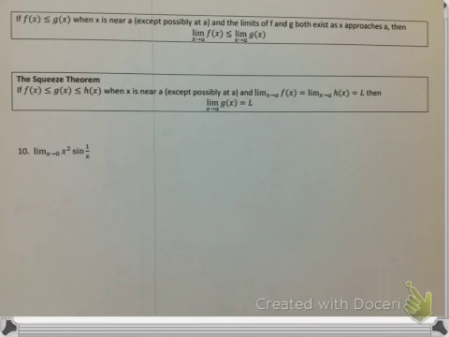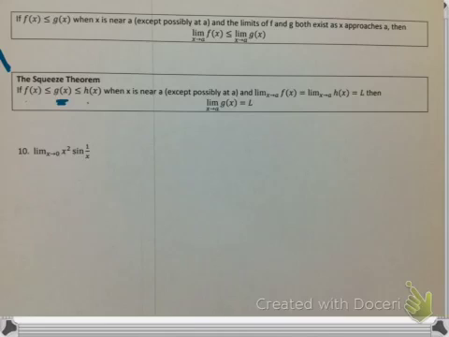Okay, next we have the squeeze theorem. The basic idea is if I have three different functions, f, g, and h, and g is in between f and h, then what do you guess about the limit? Well, the limit is going to be in between the limit of f and the limit of h. If you look over here, it goes even further. If the limit as x approaches a of f equals the limit as x approaches a of h, which equals L, then the middle one has to be L.